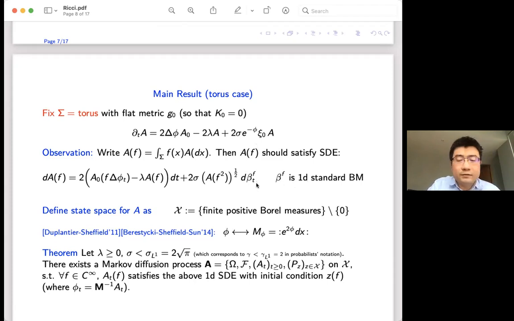So we're going to define a process of area forms so that for any test function f, the one-dimensional projection is given by this SDE. So this SDE is completely well-defined. But there are still two questions here. The first question is, what's the state space for the area form? The second question is, there's still this phi, right?